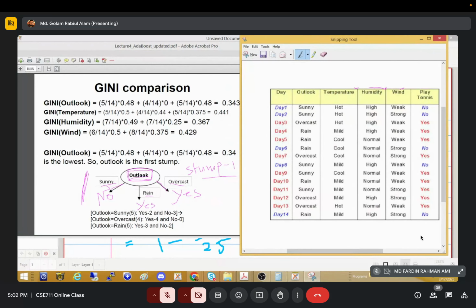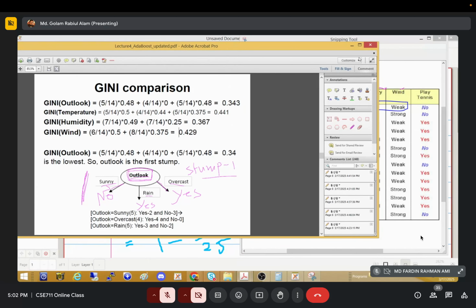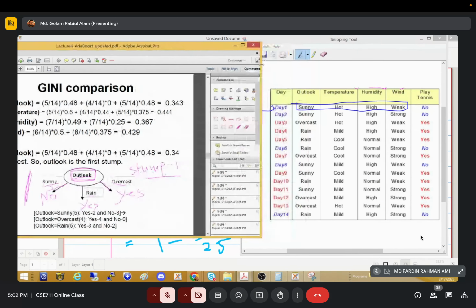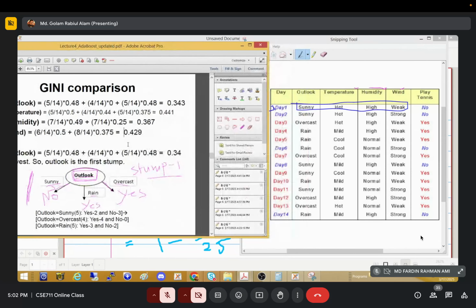Now pass the first instance, that is day one, to the stump. In our case, that is day one. If we pass this instance, that is the X features here, these features to our stump, then at first it will check the outlook.